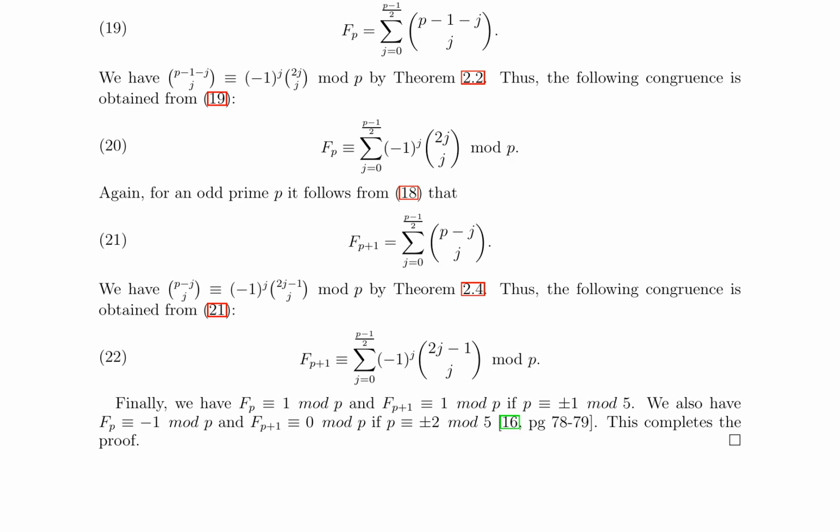The congruences derived in this work are significant, as they provide a deeper understanding of the Fibonacci sequence modulo an odd prime p. By examining the behavior of fn and fn plus 1 for different values of p, new insights into the properties of the sequence are revealed. The methodology employed in this work is rooted in the application of theorems 2.2 and 2.4, which provide the foundation for the derivations of the congruences.